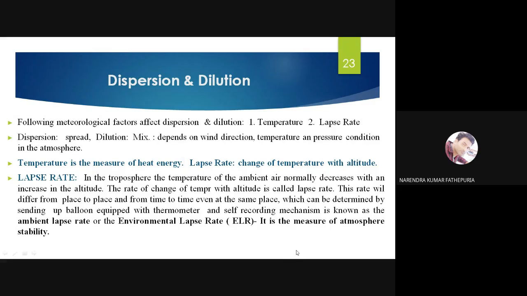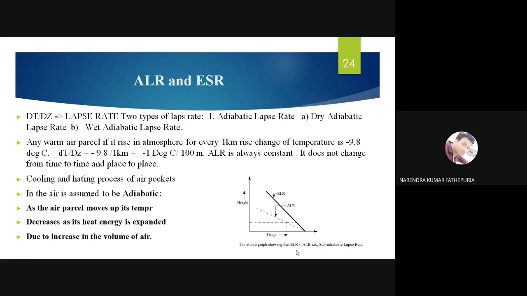So it is the measure of the atmosphere's stability actually, how stable that atmosphere is. So we can generally denote it as dT by dz here. This is the lapse rate, environmental lapse rate.